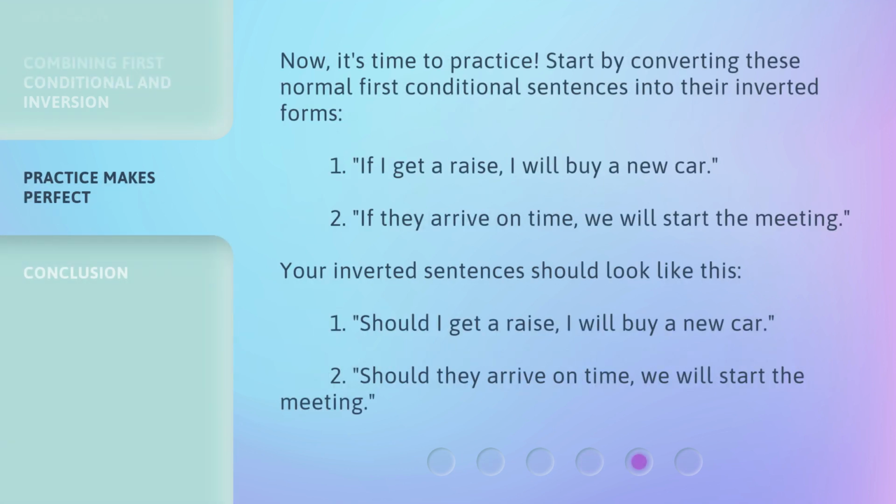Now, it's time to practice. Start by converting these normal first conditional sentences into their inverted forms. 1. If I get a raise, I will buy a new car. 2. If they arrive on time, we will start the meeting. Your inverted sentences should look like this. 1. Should I get a raise, I will buy a new car. 2. Should they arrive on time, we will start the meeting.